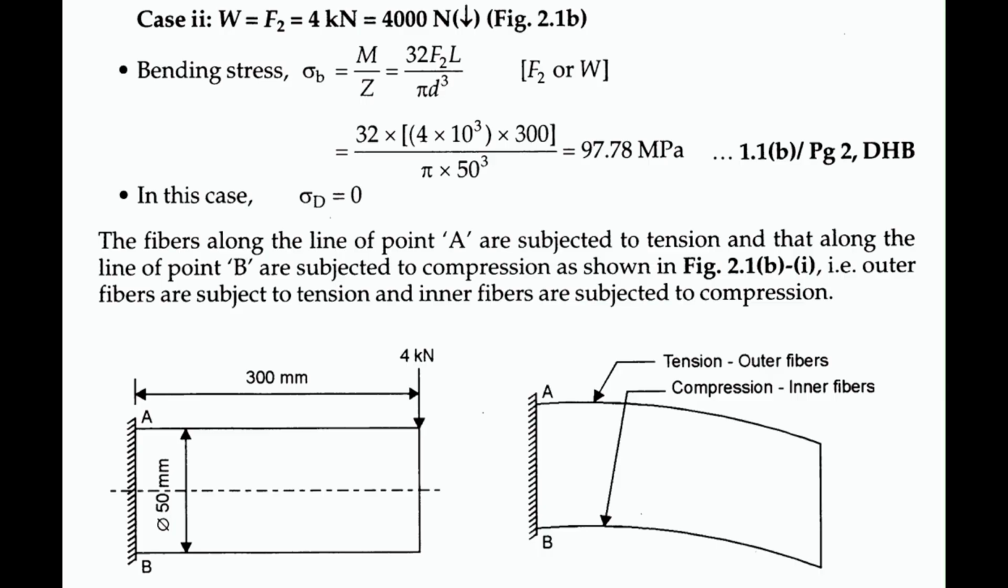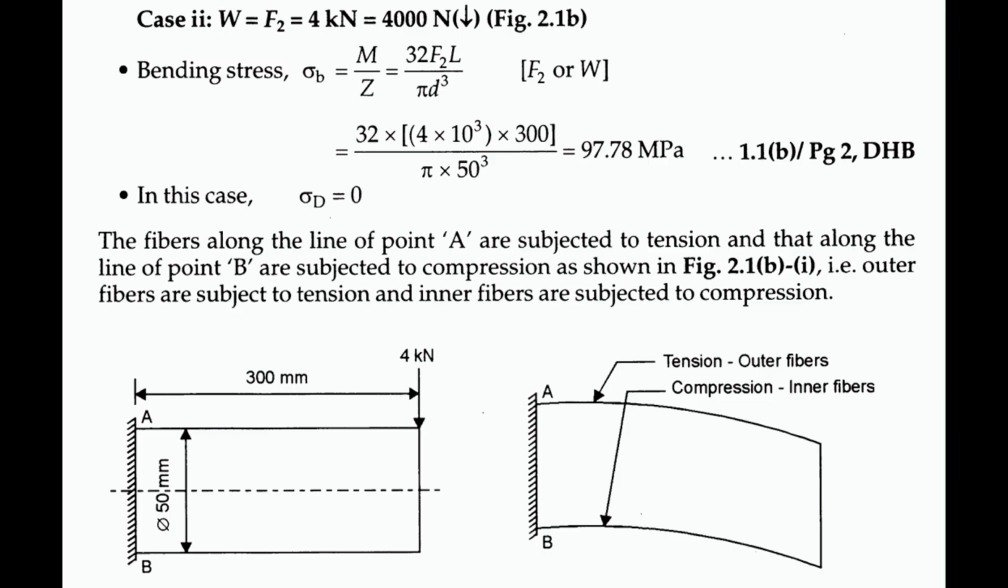Next case is the bending stress condition. According to the question, a 4,000 Newton, or 4 kilonewton, force is acting downward, which is causing the bending of the cantilever beam. So in each problem, first of all, we have to find the corresponding stress. We already found the axial stress during the axial load condition. So in the bending load condition, you have to find bending stress. Okay. So bending stress is represented by sigma b, which is M by Z. What is M? M is the bending moment.